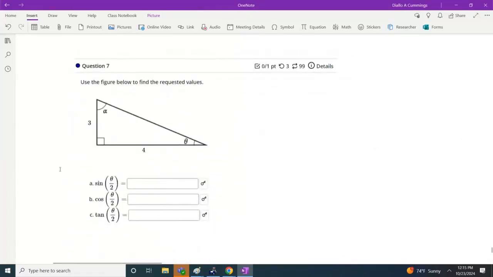we're given this figure, and they want us to find the half angle for sine, cosine, and tangent. Now, just one thing about this problem, this is not in a rectangular coordinate system. So in those formulas, you have to determine the sign first. Since this is not in a rectangular coordinate system, the signs are going to be positive.